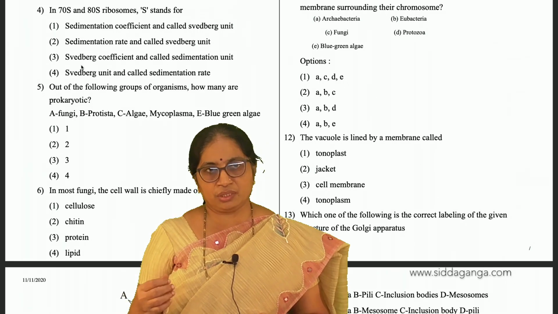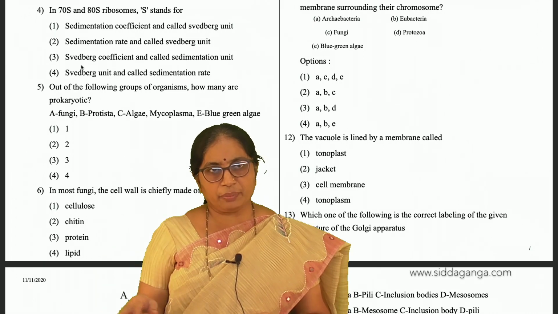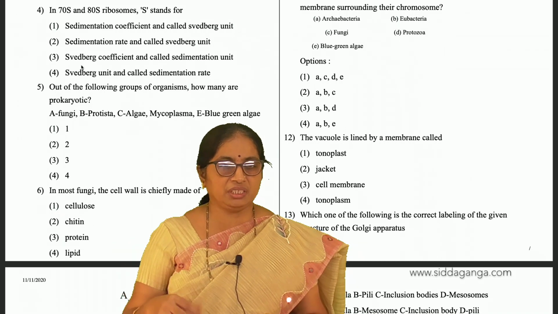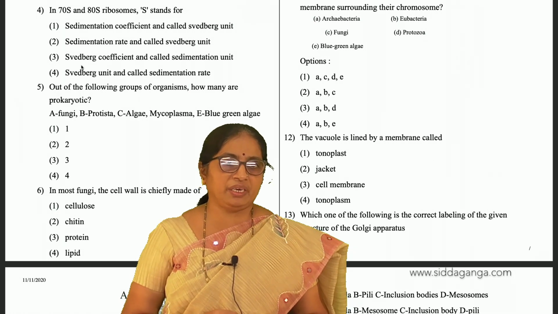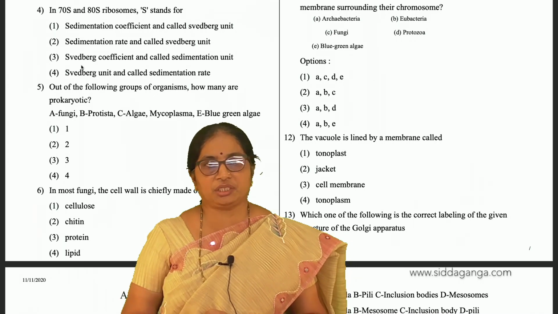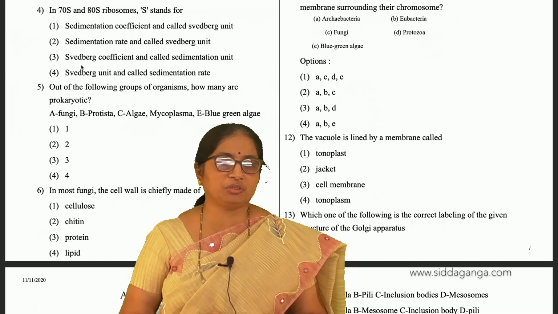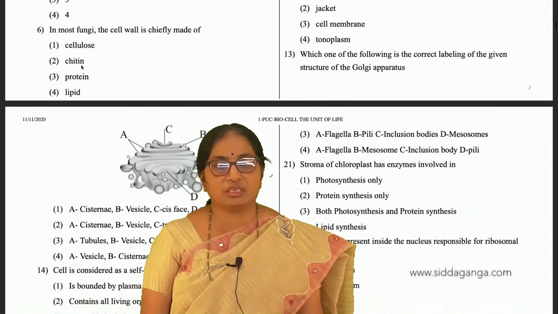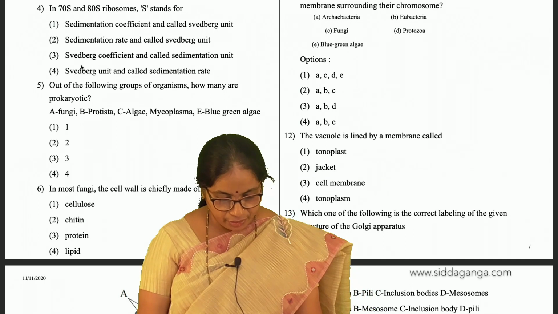Sedimentation means these are particles. The heavy particles settle at the bottom. After centrifugation, based on the rate of centrifugation, they get sedimented at the bottom of the container. Based on this, S stands for the sedimentation coefficient, also referred to as the Svedberg unit, a measure of the density, you can say. Next question. So answer 1 is the right answer, which says S is the sedimentation coefficient and Svedberg unit.